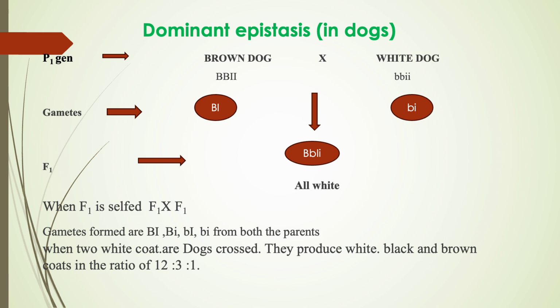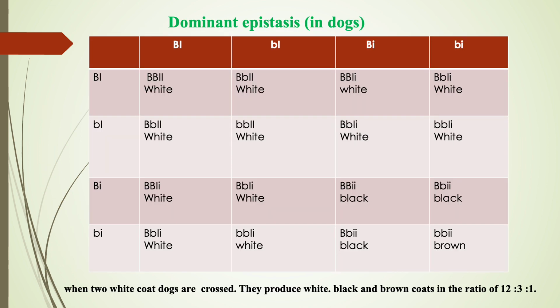Okay, so when F1 is selfed, that is, F1 is crossed with the F1 progeny again, the gametes formed are capital B capital I, capital B small i, small b capital I, and small b small i from both the parents. When two white coat dogs are crossed, they produce white, black and brown coats in the ratio of 12:3:1. So here we can see the depiction of dominant epistasis in the case of dogs.